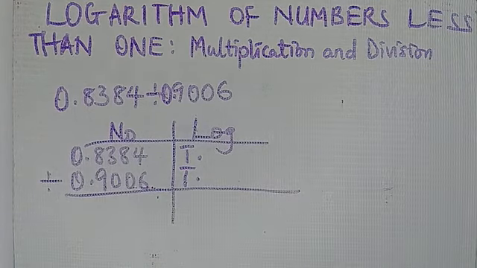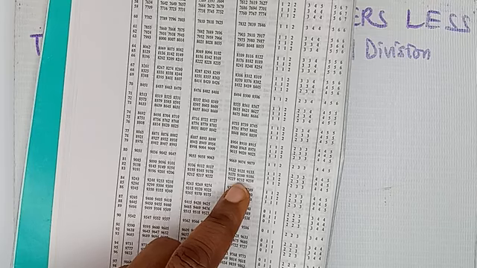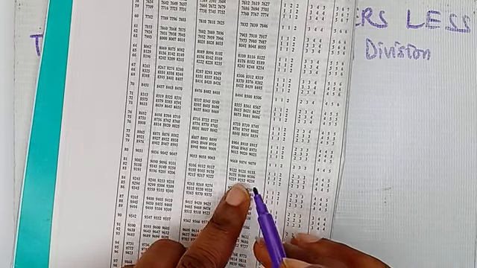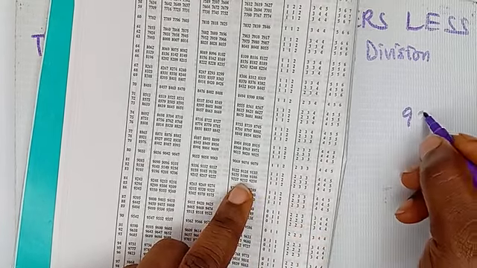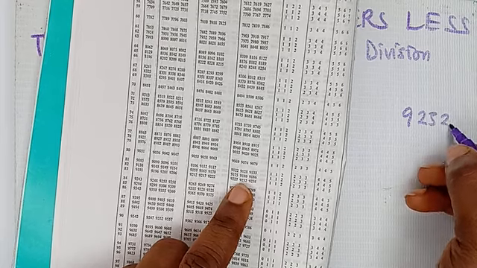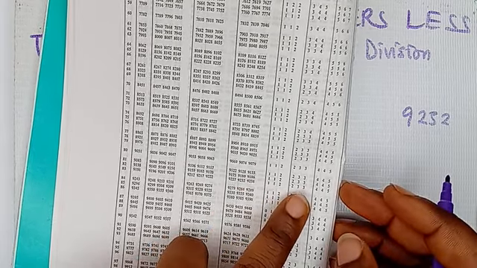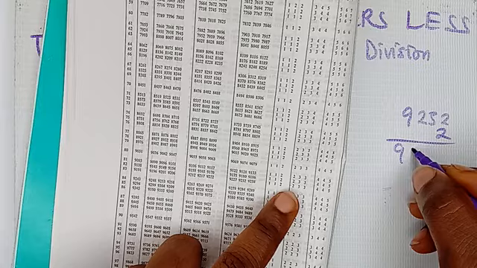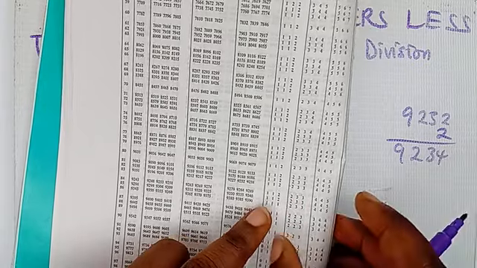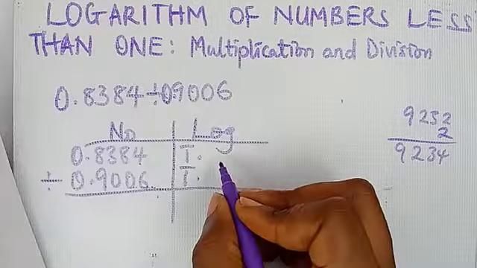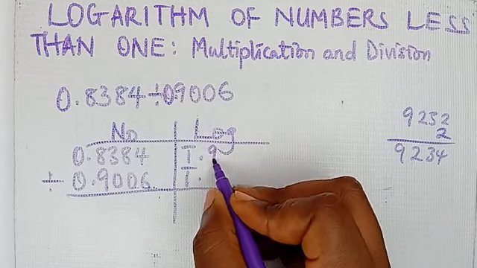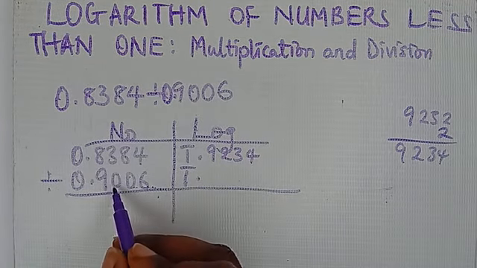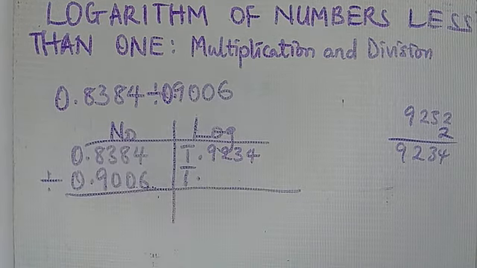We go over to our log tables quickly. So we have 83 under 8. 83 under 8 is 9232. Difference 4 is 2. So we add up, we have 9234. And that becomes the decimal part of this, 9234. So here we are going to look for 90 under 0, difference 6.